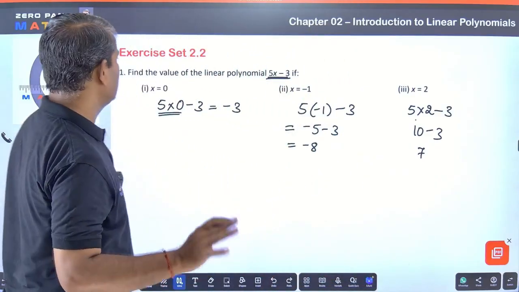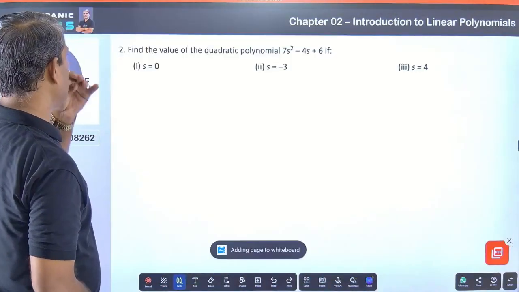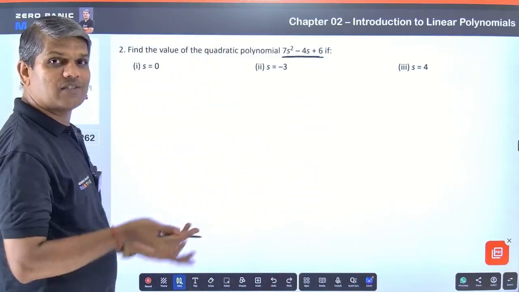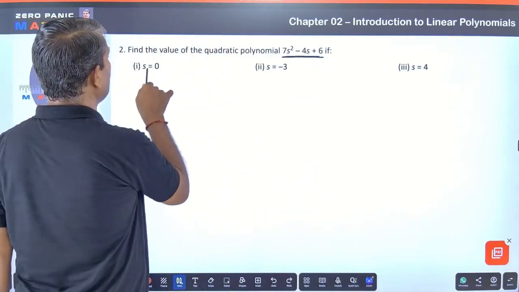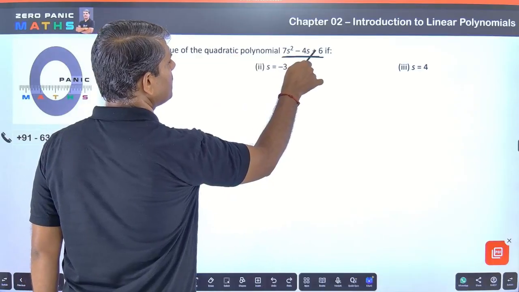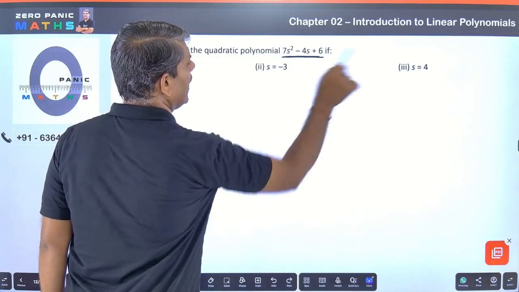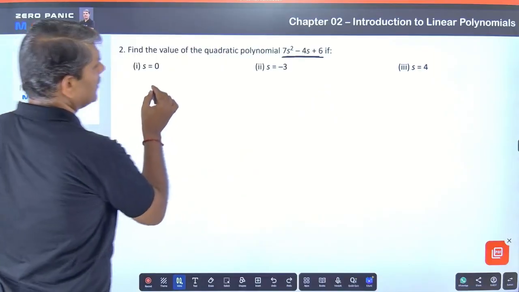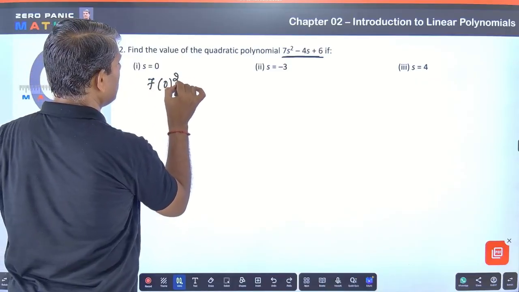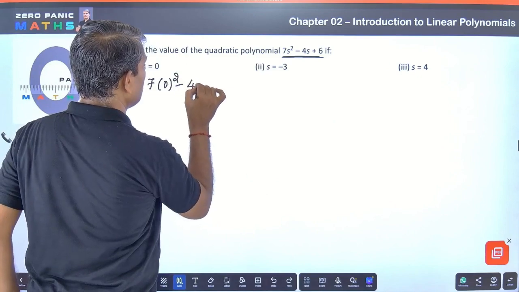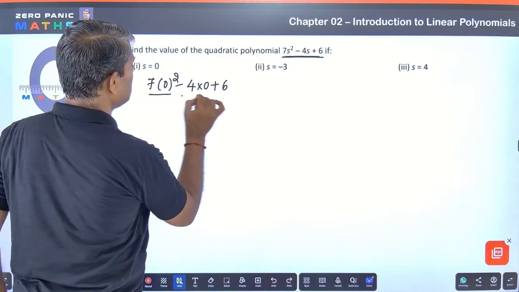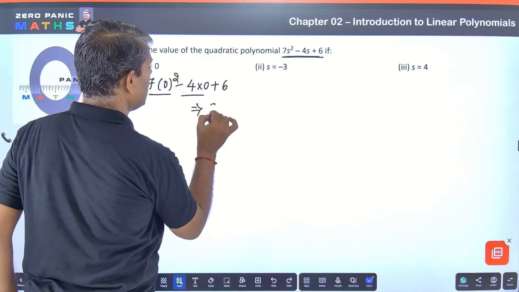Simple only. Now another similar example, but here it is a quadratic expression in place of a linear one. Let us put the values of s in 7s square minus 4s plus 6, with values minus 3, 0 and 1, and so on. Let us try to put in the values. 7 into 0 square minus 4 into 0, anyway it is going to be 0 only. So this is 0, this is 0, so the whole expression's value is 6.